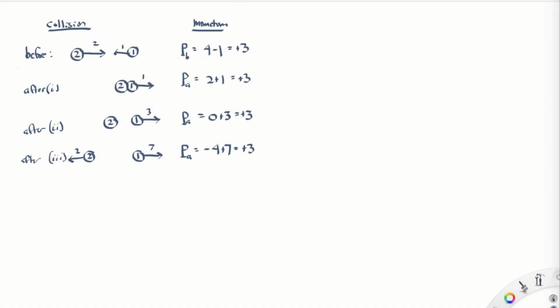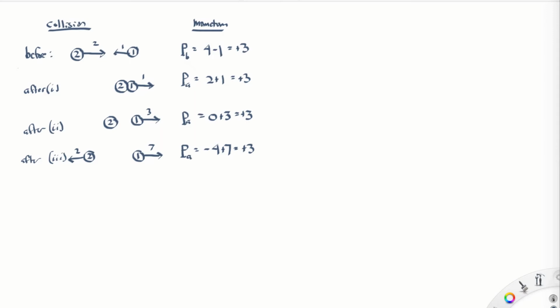In my last lecture, I talked about collisions and considerations of the conservation of momentum. In particular, we looked at a collision between two balls, one moving to the right with a speed of 2 and one moving to the left with a speed of 1. The momentum before the collision was +3, meaning 3 units of momentum to the right.